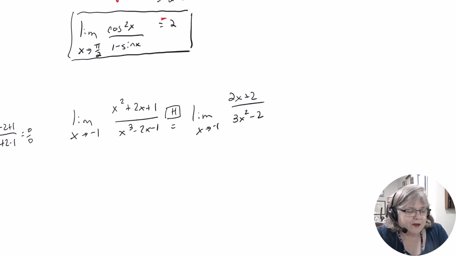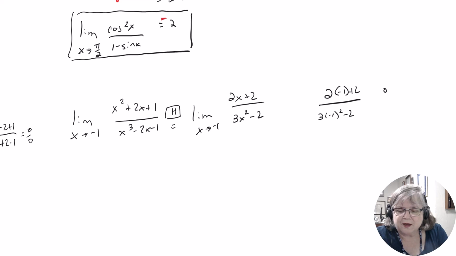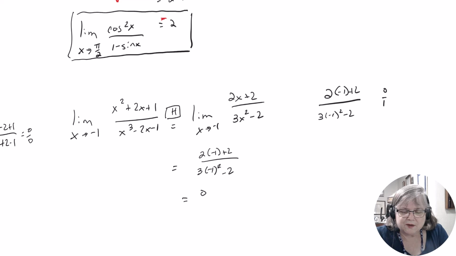Okay? And you would say, all right, now can I put a -1 in here? Okay, so 2 times -1 plus 2 is 0. Okay, that's looking like I might do it again. And 3 times -1 squared minus 2 is 3 minus 2, which is 1. Okay, so I can't use L'Hopital's rule again. So the answer is 2 times -1 plus 2 over 3 times -1 squared minus 2. So it's 0 over 1, which is 0.